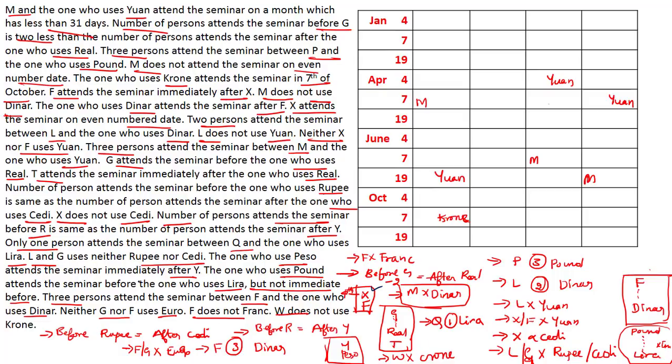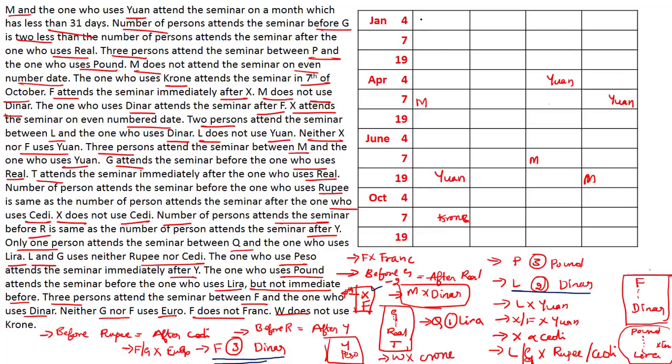Alright. Okay. Now, between L and dinar, there is a gap of 2 persons. Let me write it here. Let me underline this so that you can understand better. Alright. Now, we have to place this information. We already know that X and F can only be immediately after each other. X should be attending his seminar on the 4th of any month.